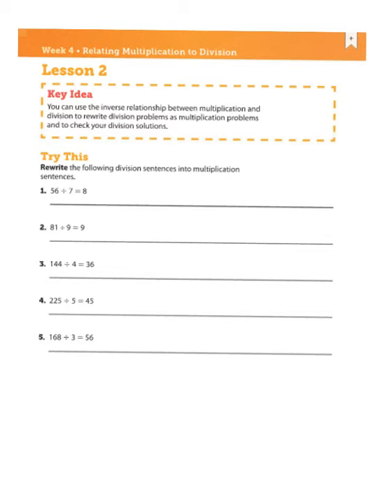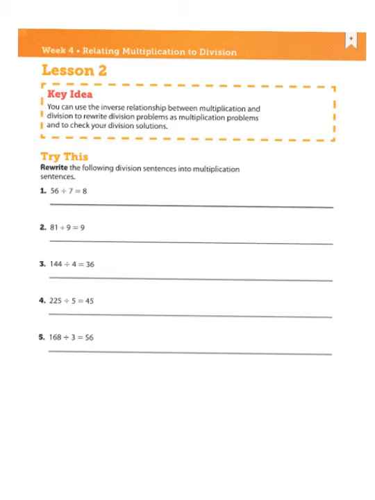Okay, so lesson 2 is about using the inverse relationship between multiplication and division to rewrite problems. Inverse means opposite. So if we have division, we're going to do multiplication. If we have multiplication, then we're going to do division.